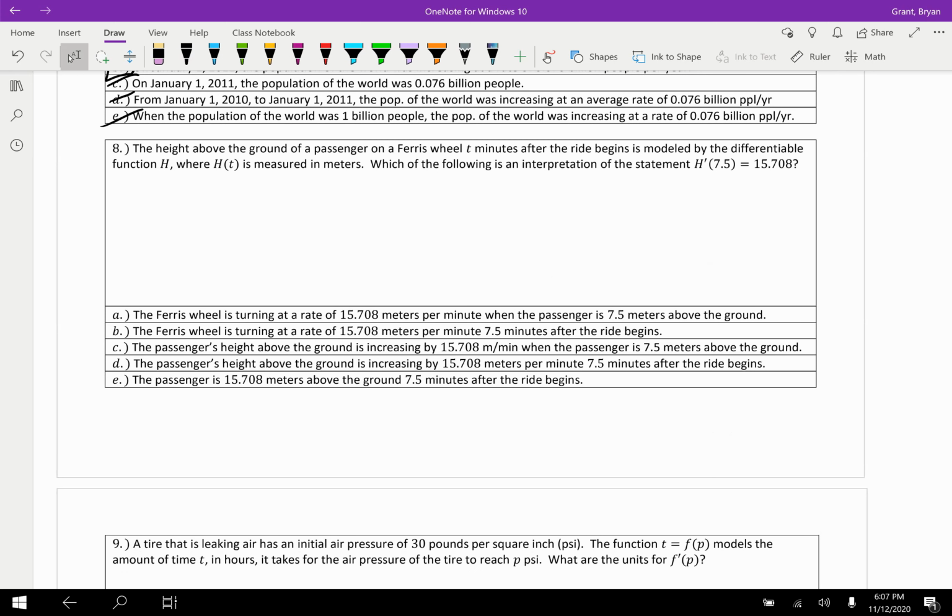8. Height above the ground, differentiable function, so h is the height, t is minutes, so they want h prime, so we're really looking for dh/dt here. dh is going to be the height in meters. It's the height above the ground in meters, I guess. Height in meters above the ground. Okay, over our change in time here. So our change in time, good interpretation. What was our time in minutes? Awesome. Okay, so they gave us h prime of 7.5.